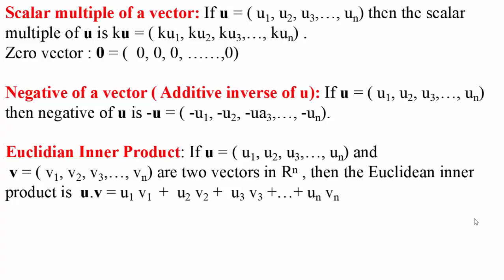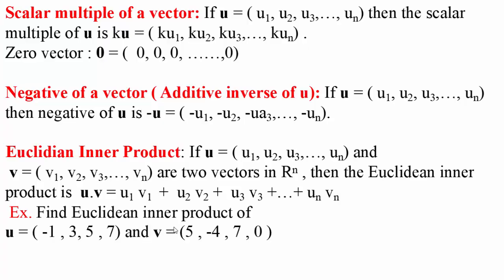It is nothing but multiplying every corresponding tuple. That means multiply u1 with v1, u2 with v2, u3 with v3, un with vn, and so on, and add all the products. u dot v equals u1 v1 plus u2 v2 plus u3 v3 plus so on un vn.